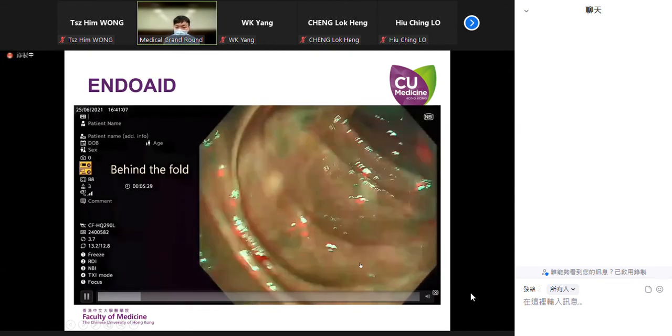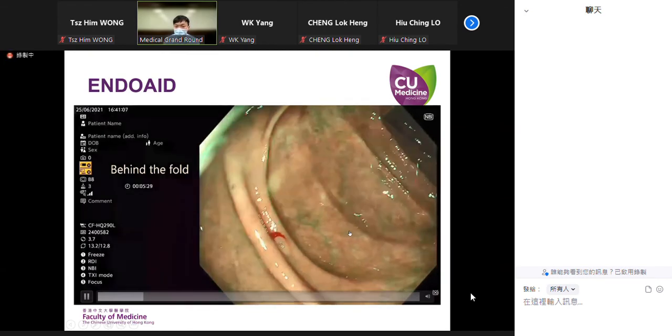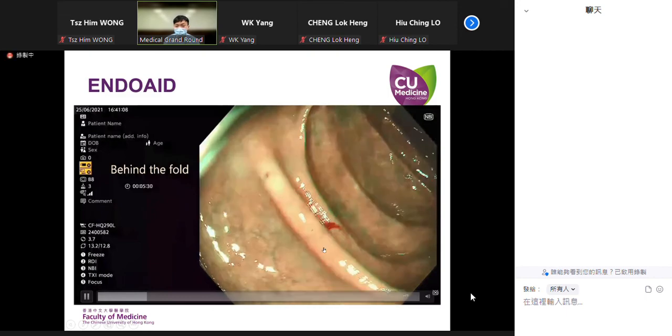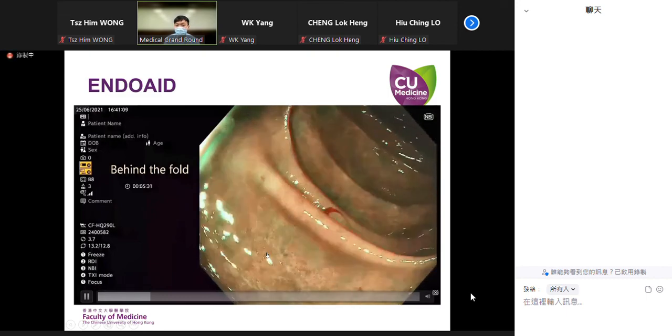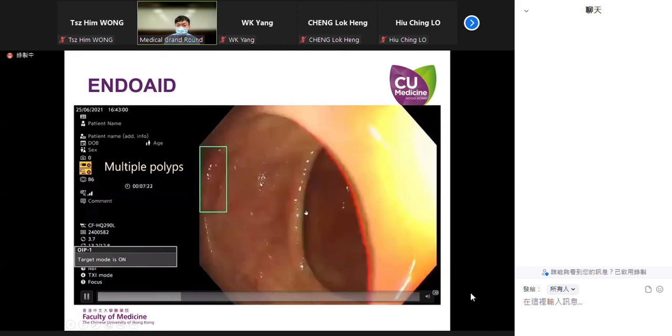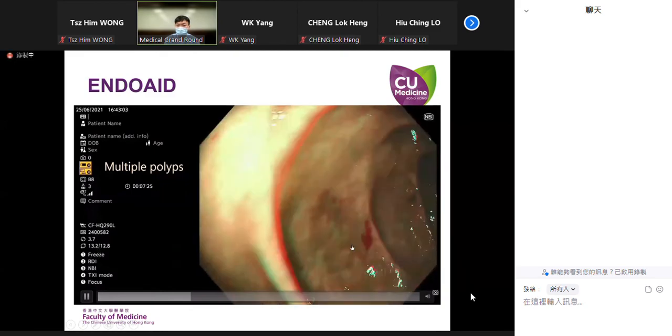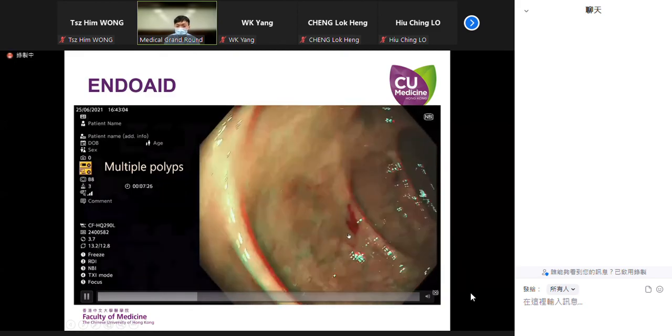So when we switch to the NBI mode, the cursor is gone because this system is used under white light. And for this, we can see that multiple cursors can be shown at the same time, which means that it's capable of detecting multiple lesions simultaneously.